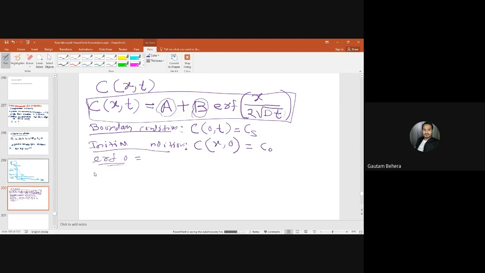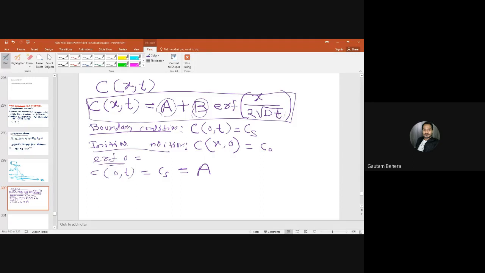So I can write directly now C as a function of 0, t is equal to CS is equal to A. Have you understood now why it is A? Yes, sir. Because error function of 0 is 0, this term becomes 0. So finally we are left with this A. Fine.